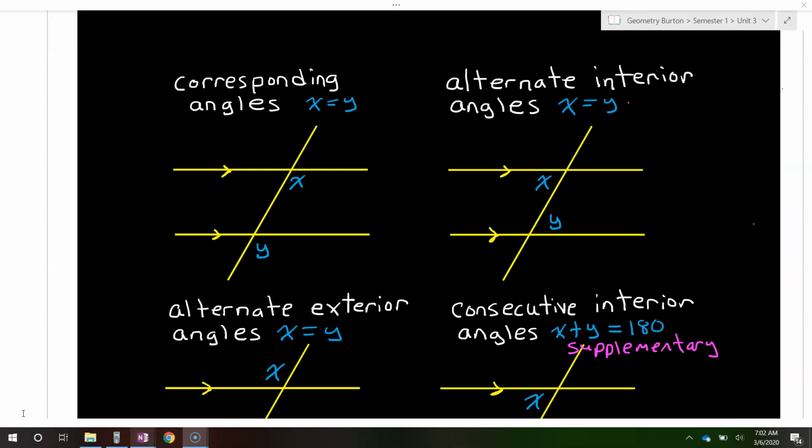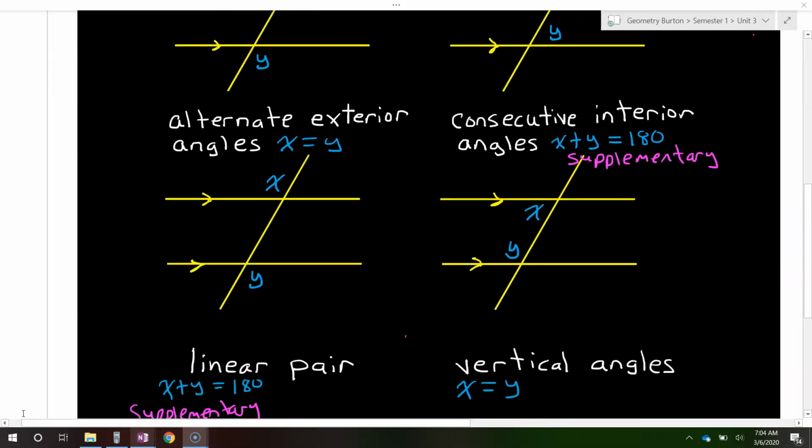Corresponding angles are angles like x and y, which are both in the same position. This is lower right and this is lower right, so they are corresponding angles. They will be congruent on parallel lines. Alternate interior angles are on opposite sides of this line called a transversal. Alternate means they're on opposite sides of the line. Interior means they're between the lines. And if you have parallel lines, these will be congruent.